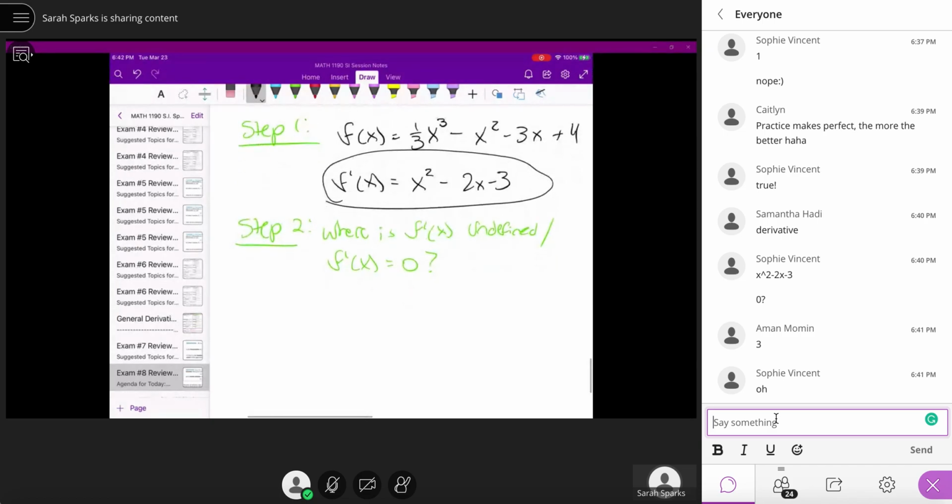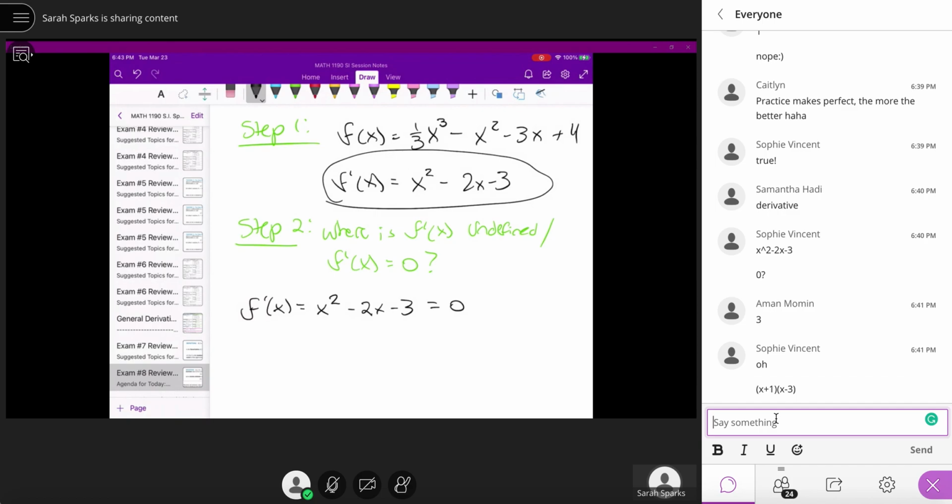So since it's defined everywhere, we can just set this function equal to 0. That's our next step. So we have x squared minus 2x minus 3 equals 0. And this is just a simple factoring problem. So what would this factor into? I mean, you can use the quadratic formula if you like, but I find factoring easier. Yep, it'd be x minus 3 times x plus 1, and that's going to be equal to 0.